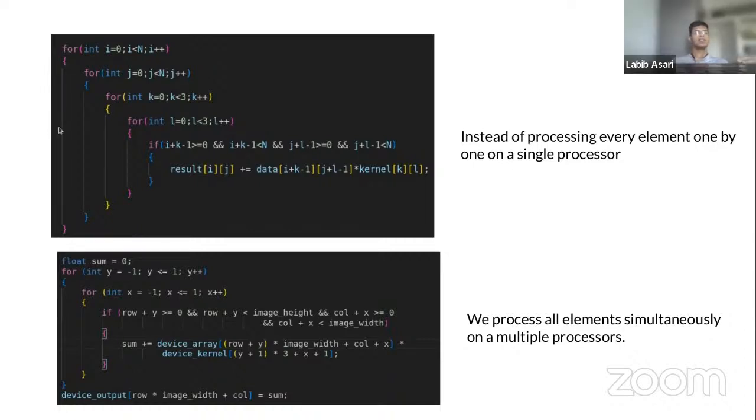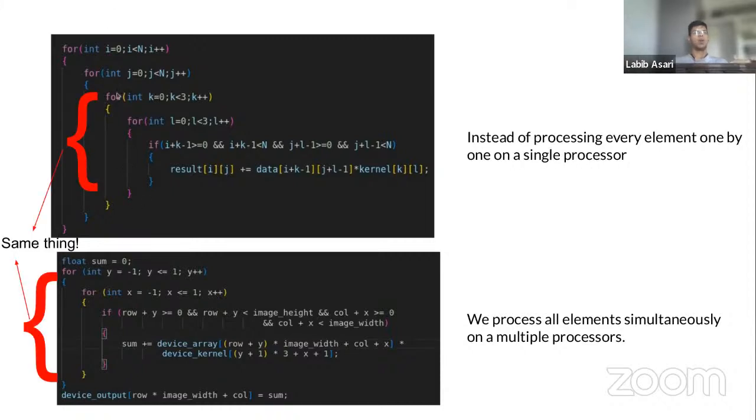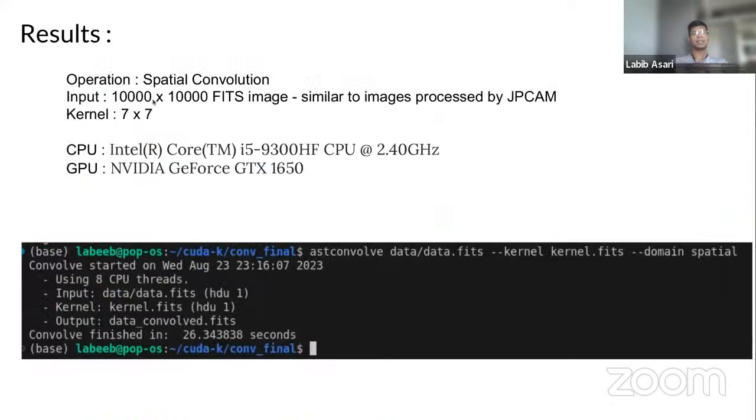In this case, we can see that the above code is for the CPU, where it iterates through every single element, and then it does the core operation. This operation and this operation are the same, but when we write the code for the GPU, we only write this once. But when we are writing this for the CPU, we have to write it for all the elements, so there are extra for loops. And now these are the results that I got.